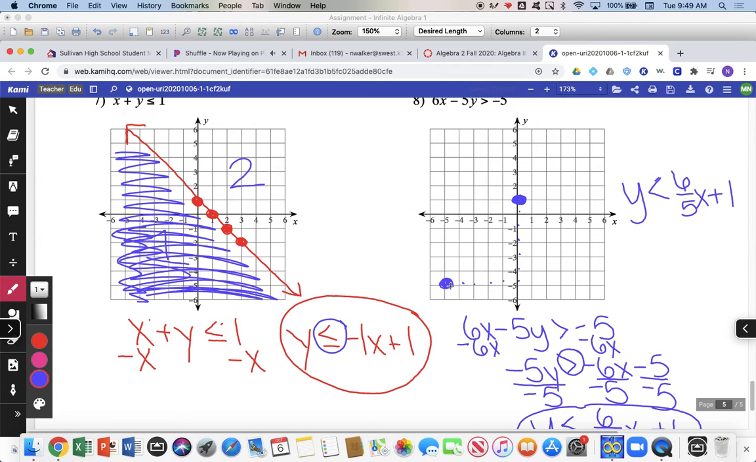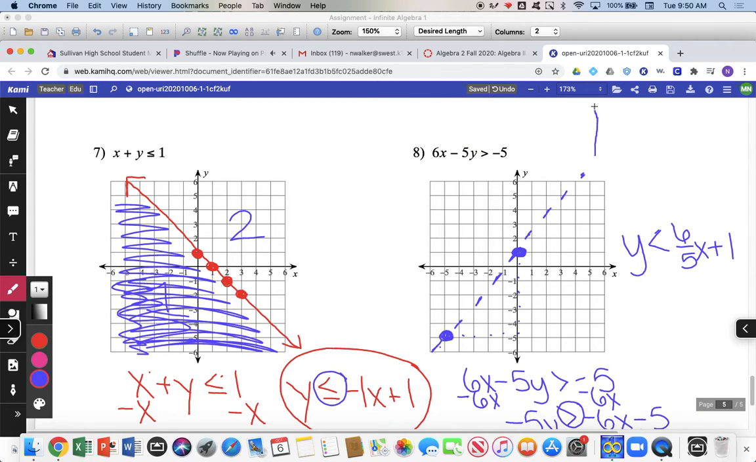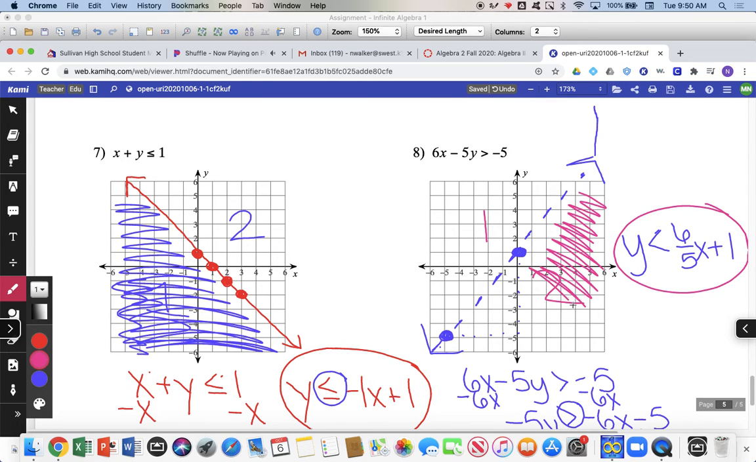And then what type of line am I making here? A solid line or a dashed line? All right, dashed, dotted. Now, whenever we're shading, we follow the rule of the slope-intercept form. Whenever we solved it, it flipped to a less than. So which area am I shading? Area 2. Yep, shading below that line.